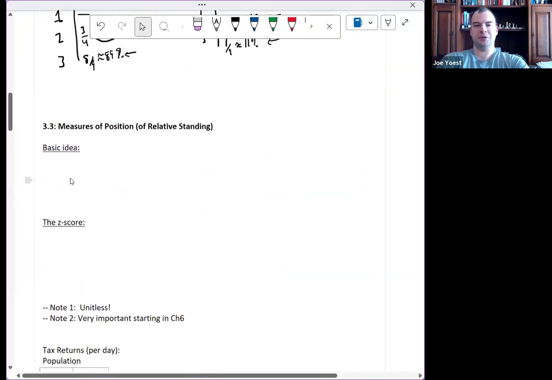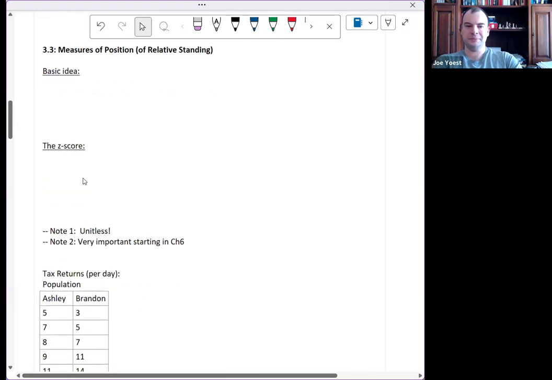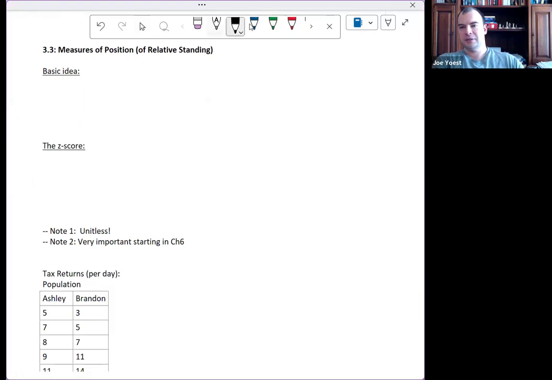Okay, so jumping into 3.3, measures of position or measures of relative standing. So what's the basic idea here? It's actually a little bit different than the approach from 3.1 and 3.2. In 3.1 and 3.2, we were looking at the data set as a whole and asking, can you provide me with a number that describes some characteristic of the data set as a whole? Maybe that describes what the typical data point is like in that data set, or maybe that describes how variable that data set is, something like that.